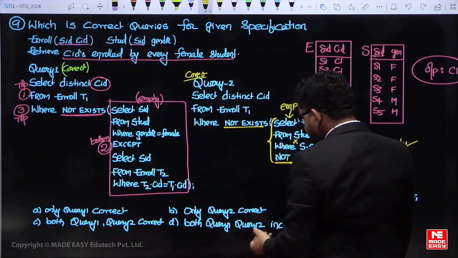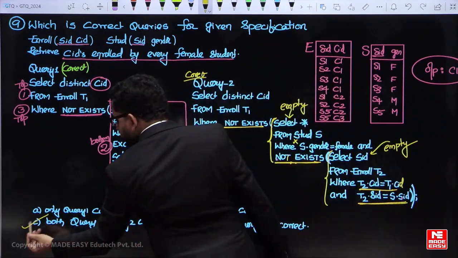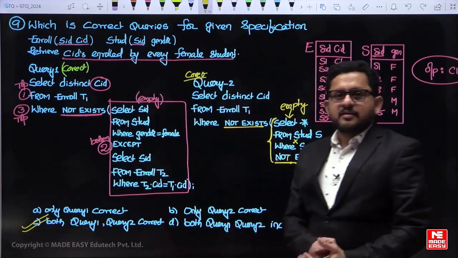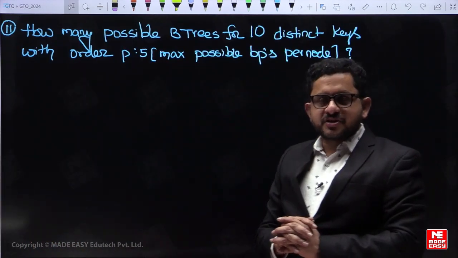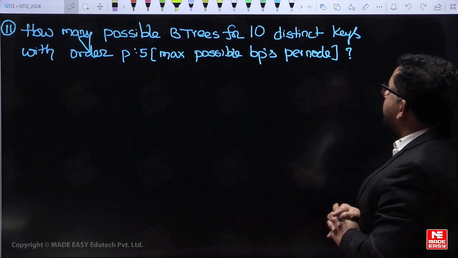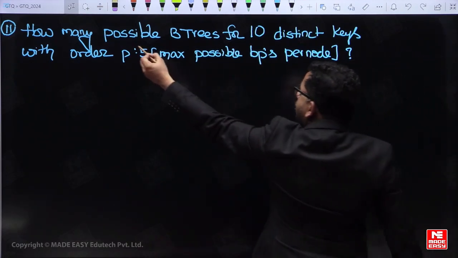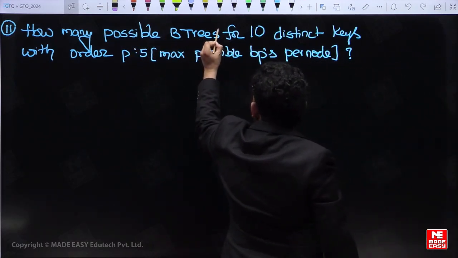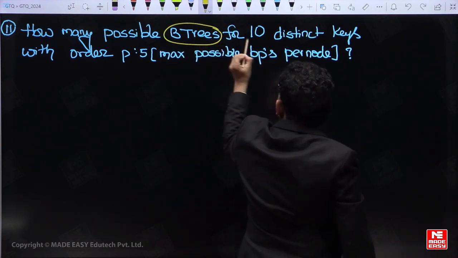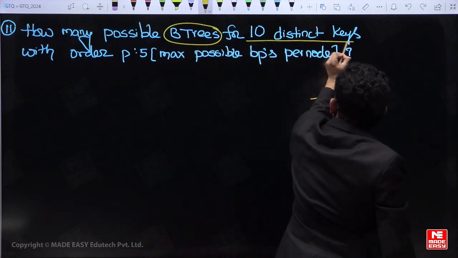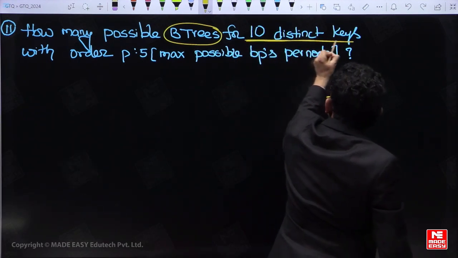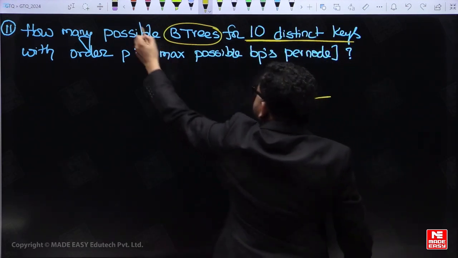So both query 1 and query 2 are correct for the given specification, right? See this question, one more question related to B trees. How many possible B trees are there for 10 distinct keys? It is a numerical question.